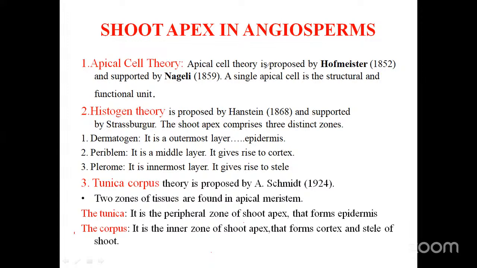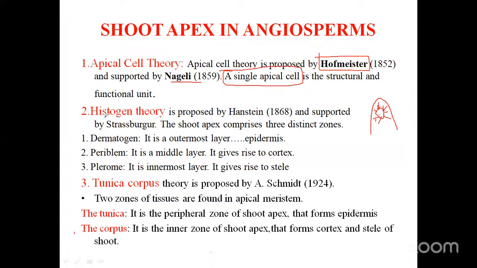The apical cell theory was proposed by Hofmeister, and this theory was supported by Nageli. In this, only a single cell is the structural and functional unit. That means this is the shoot apex, and in the shoot apex only one cell is present and active. This one cell divides and redivides to form the tissues, and finally it forms the parts of the body. So this is one type of growth which is done by only a single cell.